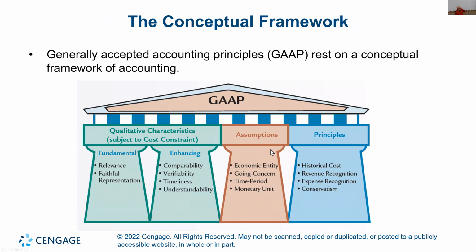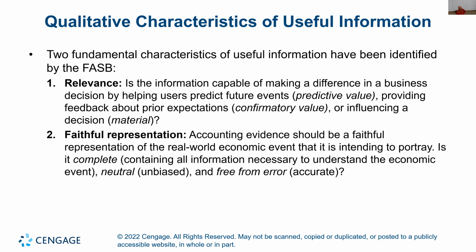Here is what the generally accepted principles, the conceptual framework, is what it's called. So we have some qualitative characteristics, we have some assumptions, and we have some principles. We need to make sure we're following these and understanding these as we're going through. So our qualitative characteristics, there are 2 fundamental qualities of accounting information according to FASB. Whenever we're recording something or reporting on something through a financial statement, first we need to make sure that the information is relevant.